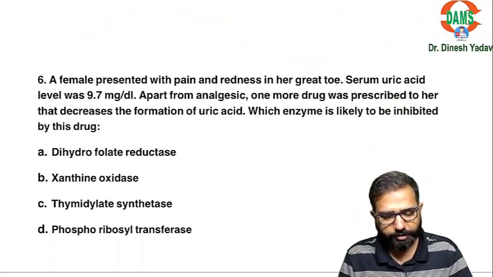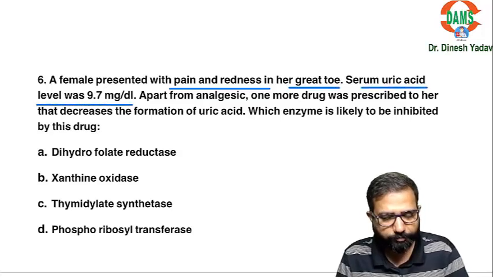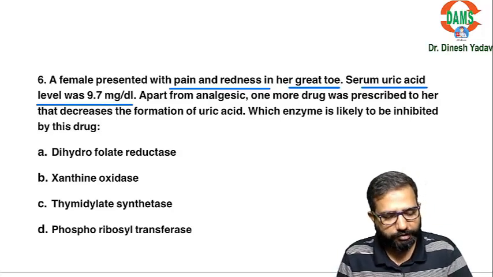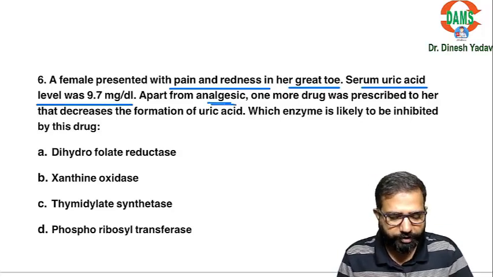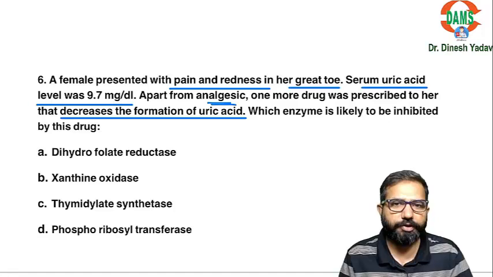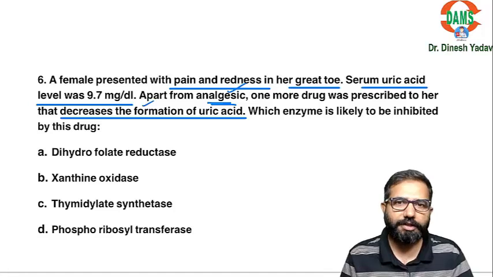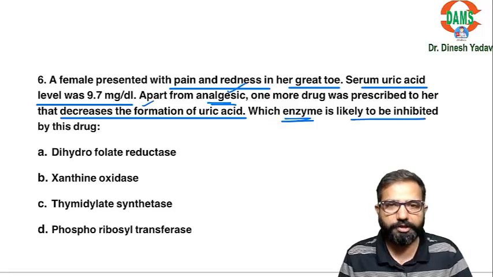Next question. A female is presenting with pain and redness in her greater toe. The serum uric acid level is 9.7, that is high. Apart from analgesic, one more drug was prescribed to decrease the formation of uric acid. So one drug was given as analgesic to control the pain, and the other drug is to control the uric acid level. The action is to decrease the synthesis of uric acid. So which enzyme is likely to be inhibited by this drug?